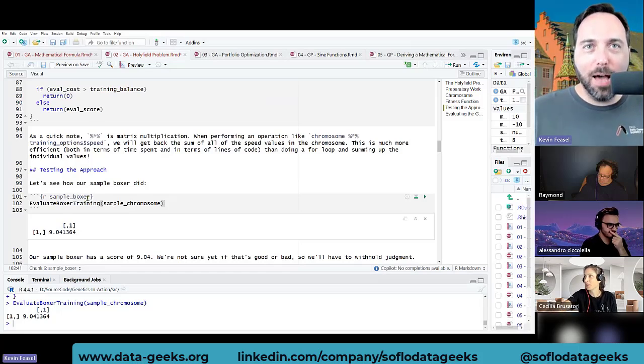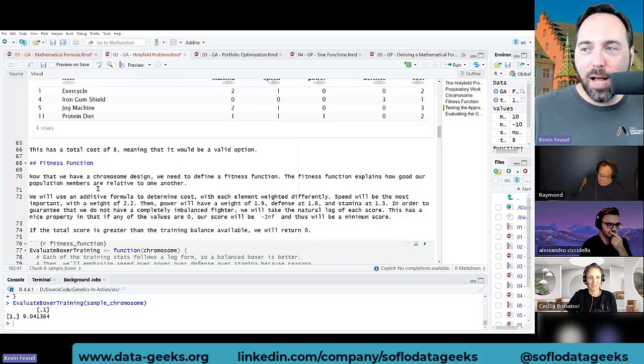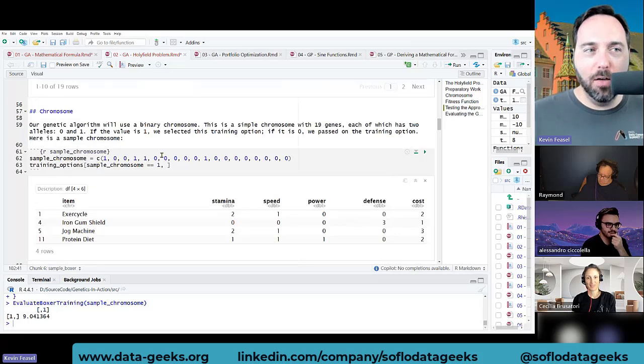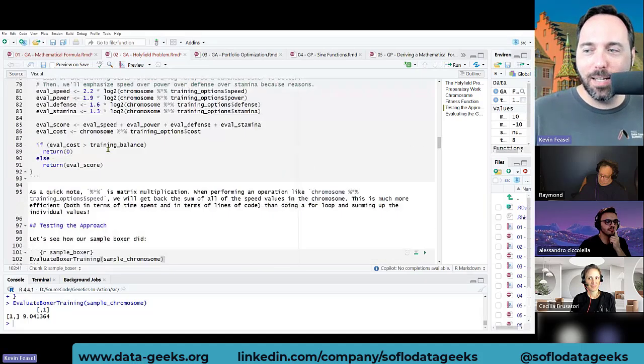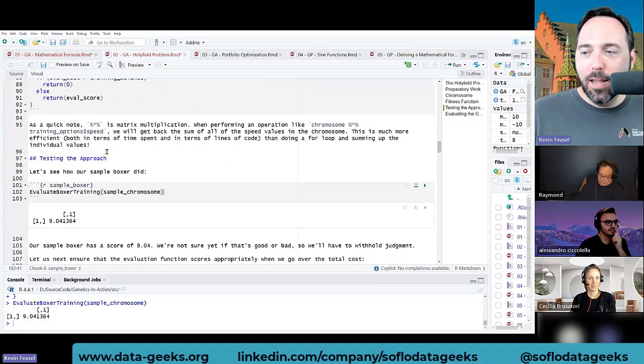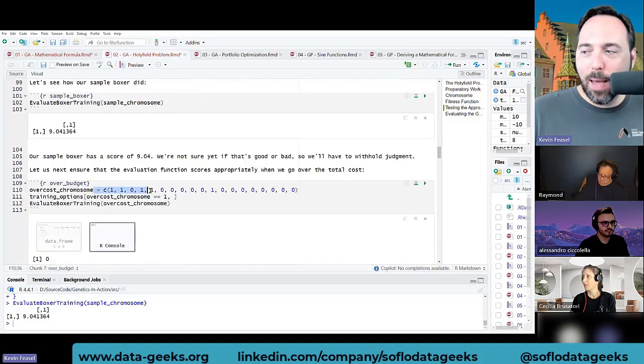And then that gets to the question of, well, how do we figure it out? I mean, I could go with every possible combination of chromosomes here, and that would be 2 to the 19th possible chromosomes. That's a lot of a search space. And especially when we consider that many of these things are over the cost.